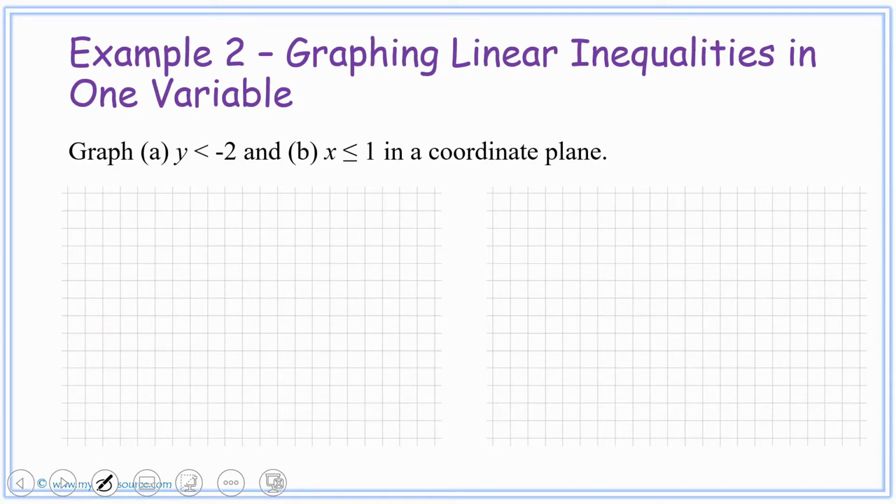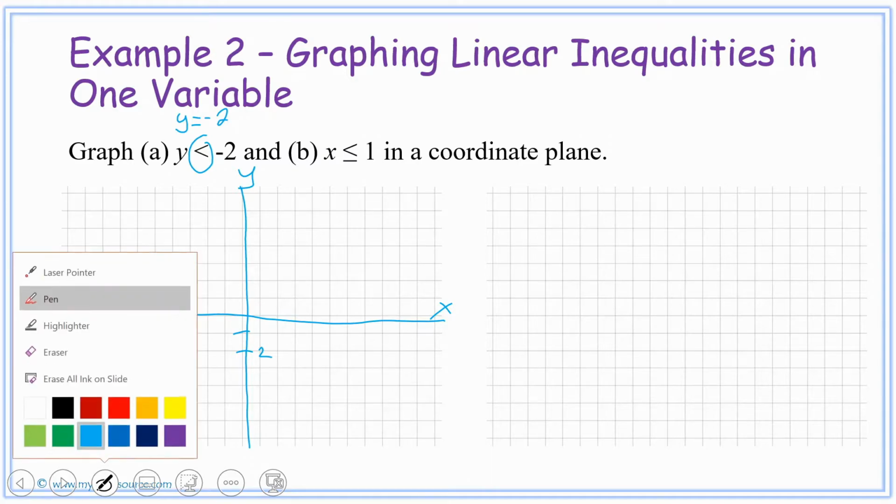All right, so here's an example. Here we're going to draw the x and y plane. Make sure you use a ruler. We have our x and we have our y. And you remember you draw y equals -2 first. But before you do that, you need to see, is it a dashed line or a straight line? And because that's less than, you would make a dashed line at -2. So -2 would be about here: -1, -2.